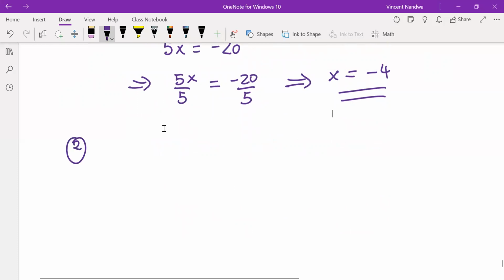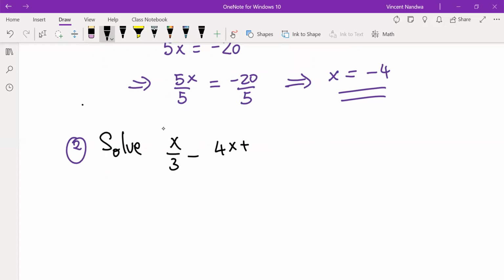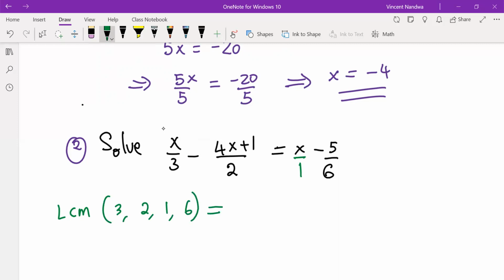Number 2, solve the equation x over 3 minus (4x plus 1) divided by 2 equals (x minus 5) over 6. To solve this, find the LCM of the denominators, and x can be written as x over 1. So the LCM of 3, 2, 1, and 6 is 6.